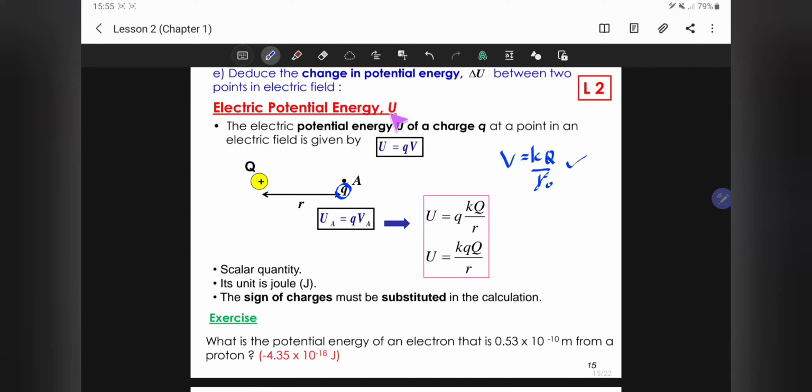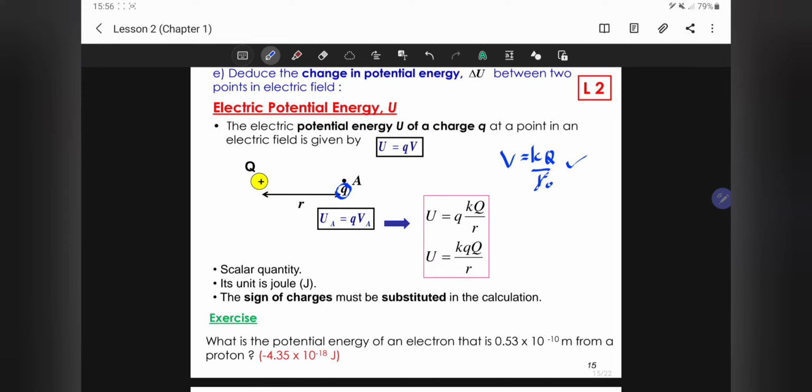And again, the electric potential energy is also a scalar quantity, so we don't have any direction. So by giving any positive or negative charge, we need to substitute the sign into the equation. Again, getting positive or negative values of U just shows how large the energy is, because we don't have any direction. Under scalar quantity, the unit is joule, or capital J for its symbol, and the sign of charges must be substituted in the calculation. Remember that, because there is no direction. We need to know the value, is it larger or smaller?